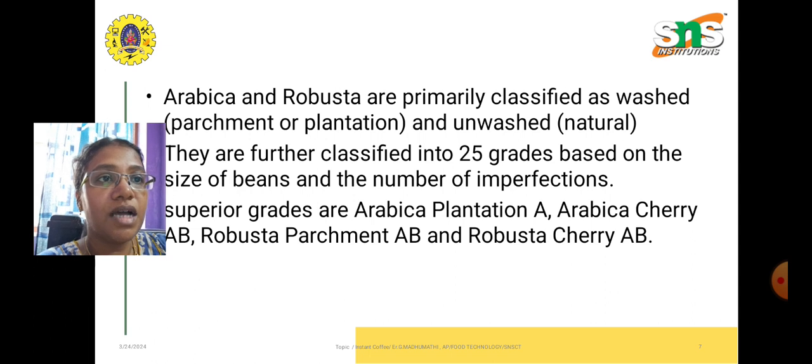Arabica and Robusta are the two types of beans that we discuss in this video. These are primarily classified as washed and unwashed. They are further classified into 25 grades depending on the size of the beans and the number of imperfections. In Arabica and Robusta itself, we have many superior grades such as Arabica Plantation A, Arabica Cherry, Robusta Parchment AB, and Robusta Cherry AB.